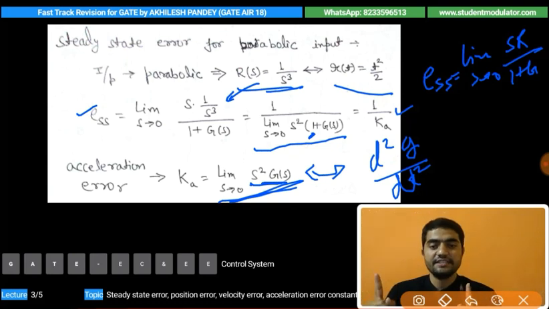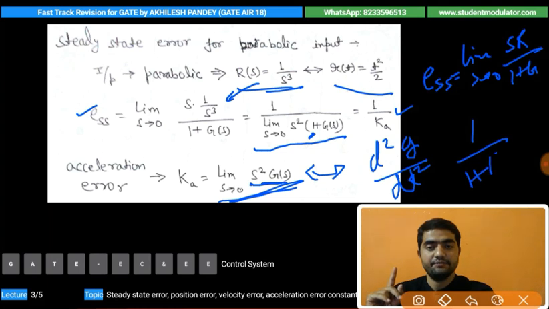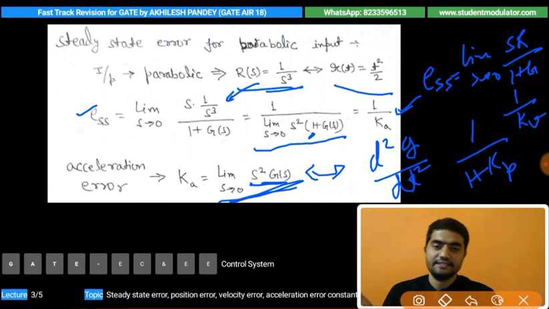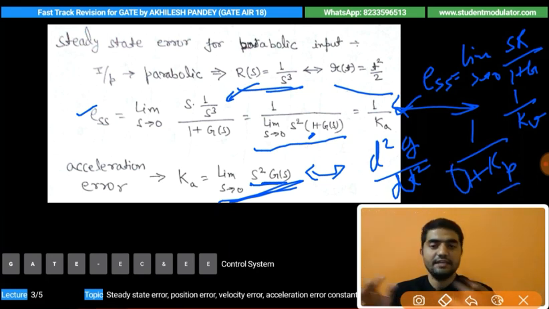But for position error constant, we have to remember that 1 upon 1 plus Kp was the formula. In the case of velocity error, 1 upon Kv was the formula, and here we can see that 1 upon Ka is the formula. So acceleration error and velocity error are quite similar, but for position error, that one will remain there, because due to the limit s tends to 0 of s, for the last two cases the first part becomes 0, meaning 1 becomes 0 when multiplied with s.